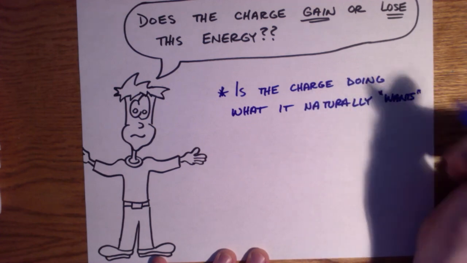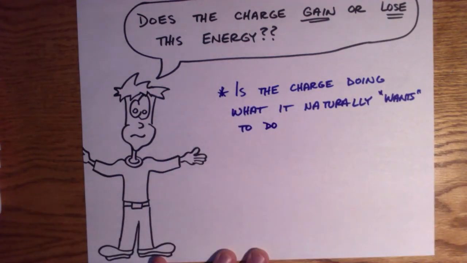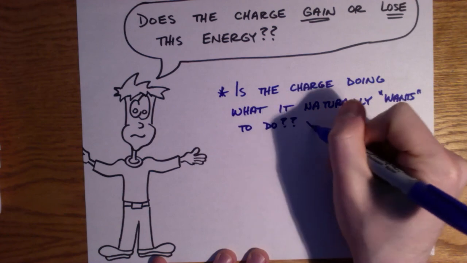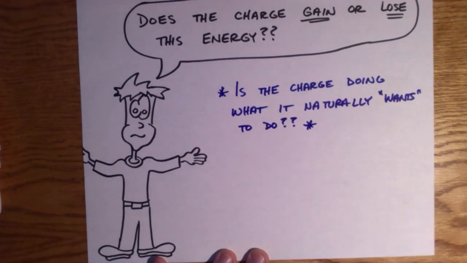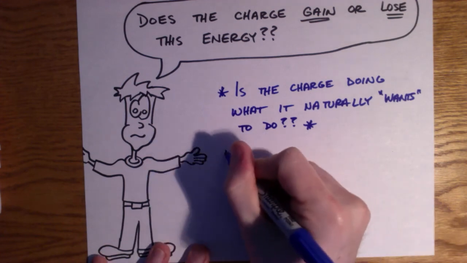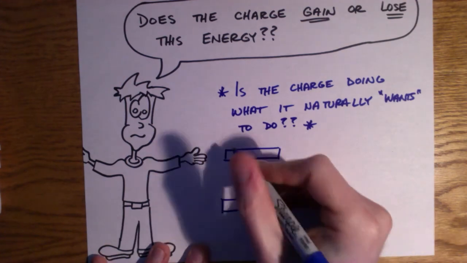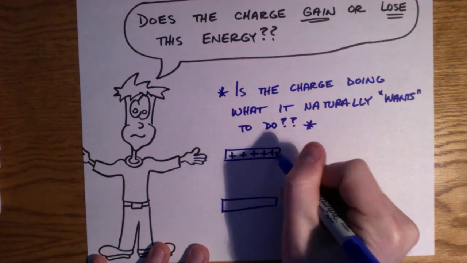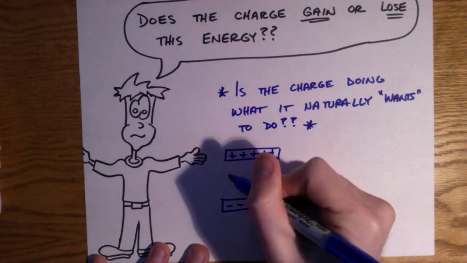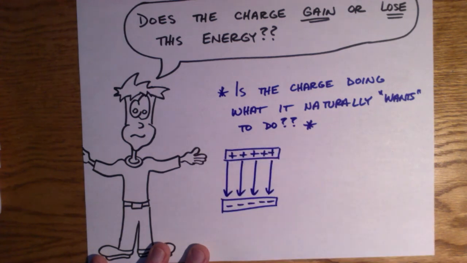And I say wants to do, obviously it doesn't want to do anything. But if you have a negative charge, that negative charge is going to want to move towards a positive charge. So a good way to look at it, if I use the same example that I had on the previous page, if I have a positive plate up top and a negative plate on the bottom, hopefully you see that the field will be directed in this direction.